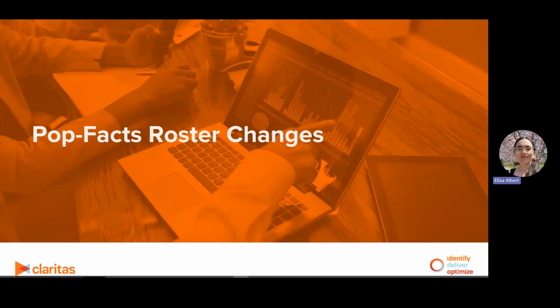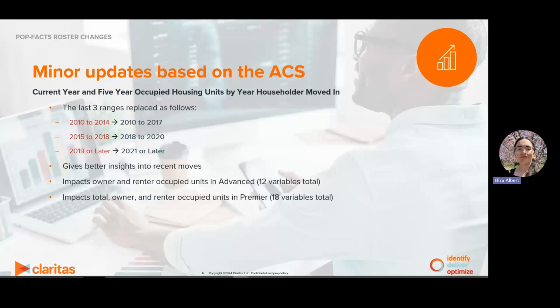I also wanted to take some time to talk about the PopFacts roster changes that occurred this year. So we do have some minor updates based on the American Community Survey, or the ACS. So our current year and 5-year occupied housing units by year householder moved in categories had the last 3 ranges replaced as follows. 2010 to 2014 was replaced with 2010 to 2017. 2015 to 2018 was replaced with 2018 to 2020, and 2019 or later was replaced with 2021 or later.